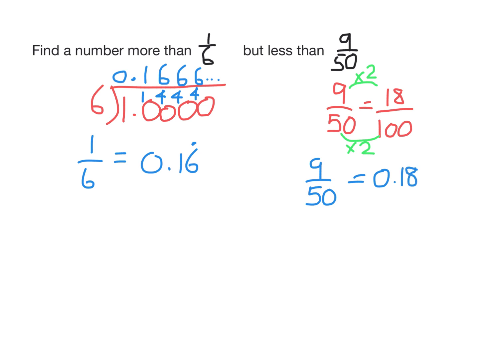Now I just need to find a number that's more than this and less than this. You can probably just see a number like 0.17 will do. A number like 0.172 will do. A number like 0.168. All of these are more than this and less than this.